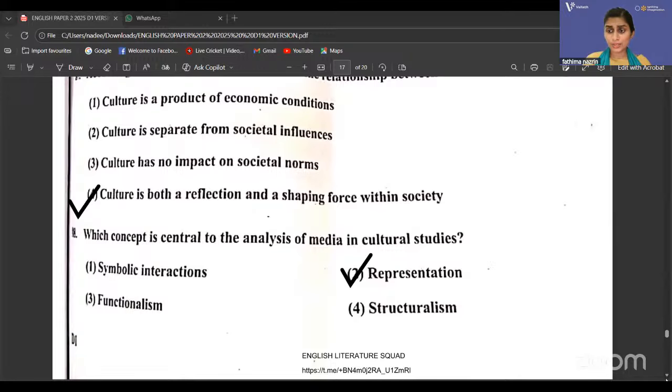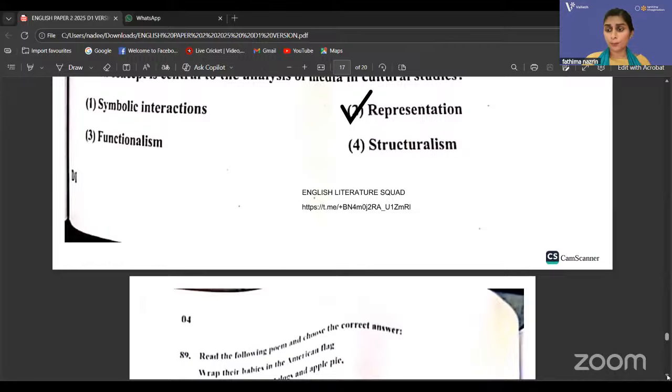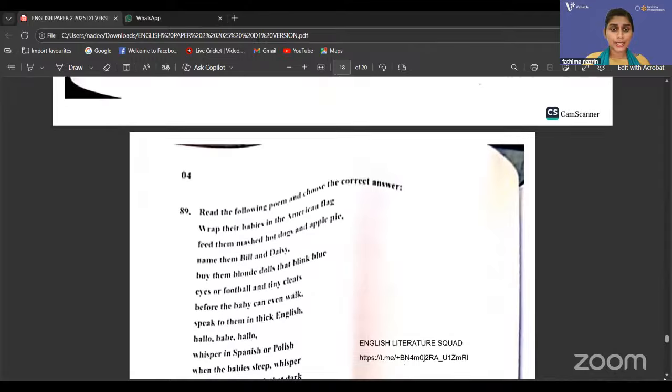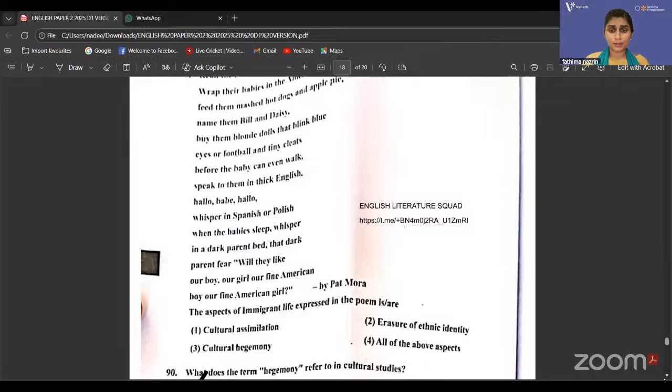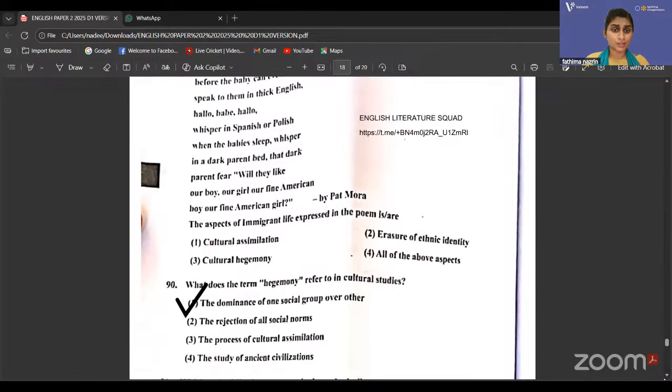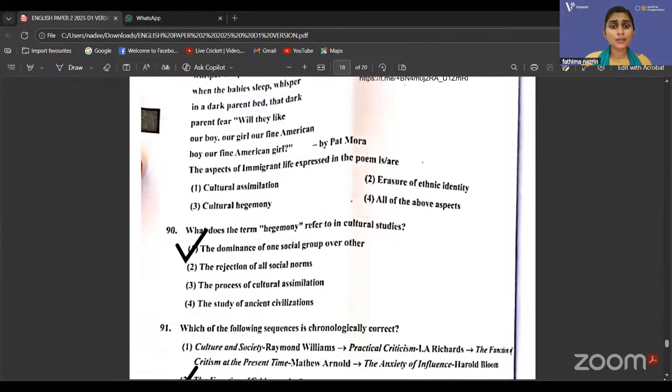Now, coming to the next question, read the following poem and choose the correct answer. I'm pretty sure you've all read this. We'll see the answers. Sorry, before that, the aspect of an immigrant life expressed in the poem is or are.